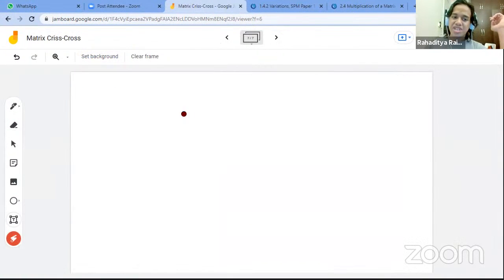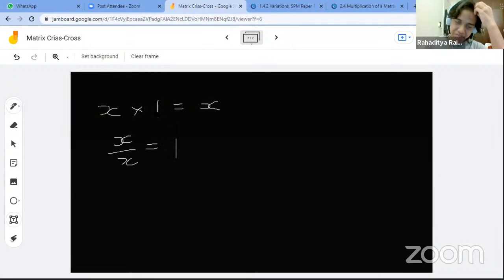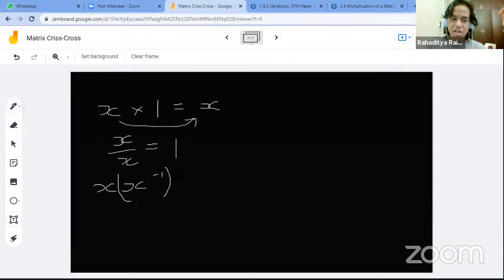Now that brings me to the topic of the inverse matrix, which can also confuse people quite a bit. You know full well that X times 1 is equal to X. You will also see that X divided by X is equal to 1. Or you can also say this as X times X to the power of negative 1 is equal to 1.